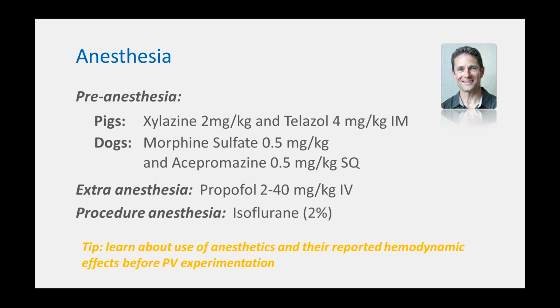We'll go to isoflurane during the procedure, and so we tend not to worry about that so much. In dogs, we use morphine sulfate and acepromazine, and these really act more as a sedative so that we're able to get an IV running in the dogs. If we need a little extra anesthesia for the pre-anesthesia to intubate, we'll do a little propofol.